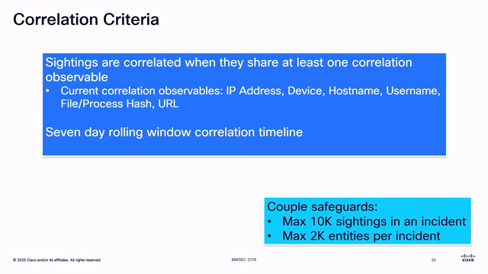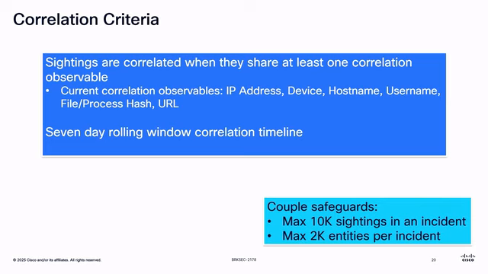So as of right now, we're looking at a 7-day rolling window of correlation timeline, which means that we are looking across these current correlation observables: IP address, device name, host name, username, file and process hash, URL. If you see common ones of those across multiple sightings in that 7-day window, they get correlated together. Now, if an incident keeps living, so this is where the rolling window comes into play. If it keeps living, meaning there's still sightings for a given incident inside of a 7-day window, that window moves, and so you can have an incident that grows and continues to grow for months at a time.